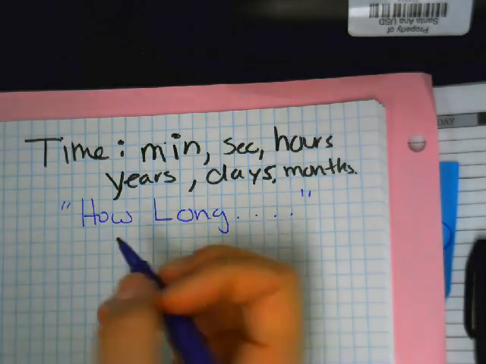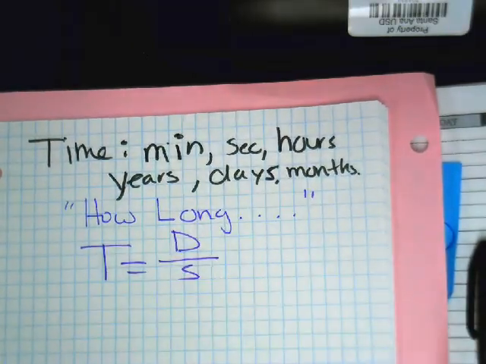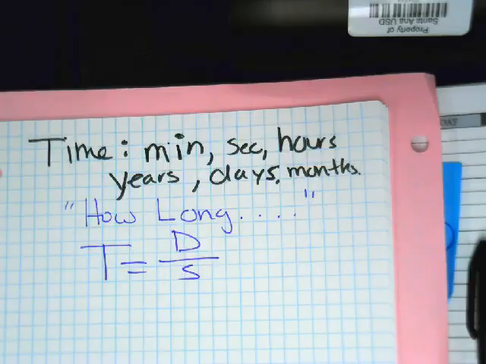Now, time is equal to distance divided by speed. Distance divided by speed. So these are 3 different formulas that you have to memorize. Miss Lamelli, that seems kind of hard. You're right. So now we bring in our trusty triangle.